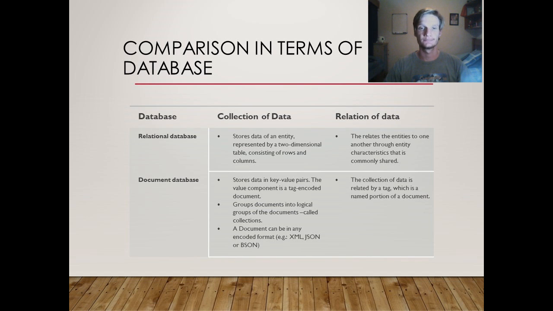A document database stores data in key value pairs. The value component is a tag-encoded document. The database groups documents into logical groups called collections. A document can be in any encoded format, for example XML, JSON, or BSON. The collection of data is related by a tag, which is a named portion of a document.